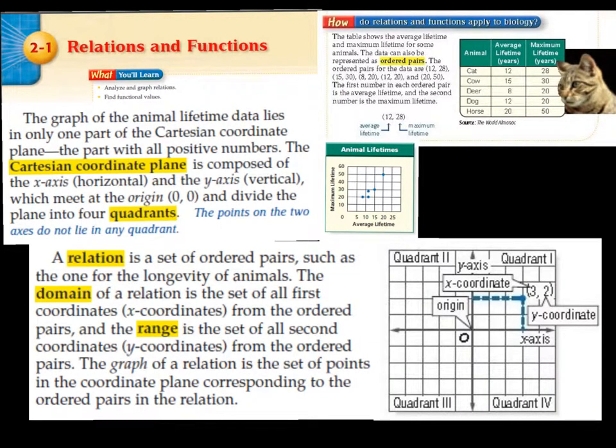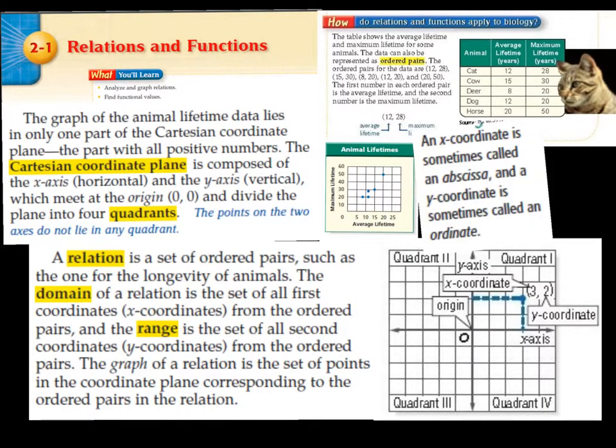A relation is a set of ordered pairs, such as the one for the longevity of animals. The domain of a relation is the set of all the first coordinates, or x-coordinates, from the ordered pairs, and the range is the set of all the second coordinates, the y-coordinates, from the ordered pairs. The graph of a relation is a set of points in the coordinate plane corresponding to the ordered pairs in the relation. An x-coordinate is sometimes called an abscissa, and the y-coordinate is sometimes called an ordinate.